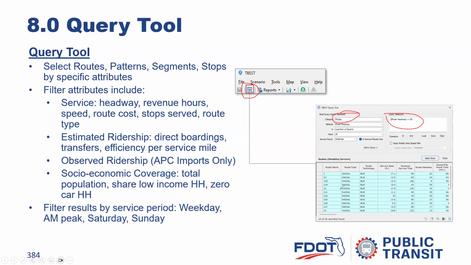And it will also select them not only in the main map, but also give you a summary of not just that variable, but all of the variables that are associated with each route in this case. So it gives you the full listing of variables, which is very helpful. You can export it to Excel and you can use it outside of TBEST as well.